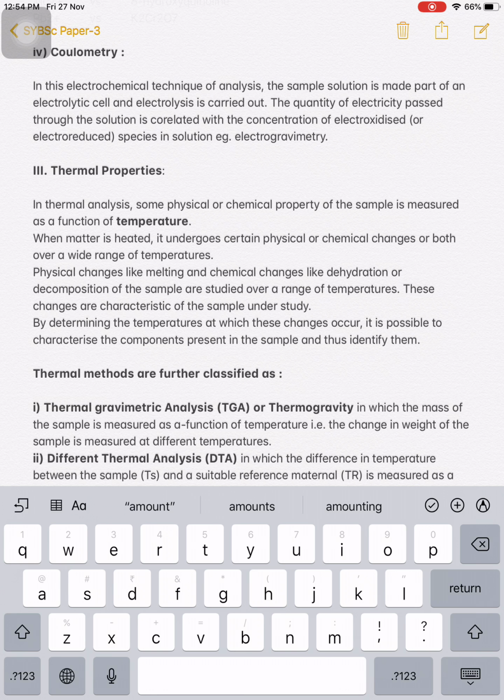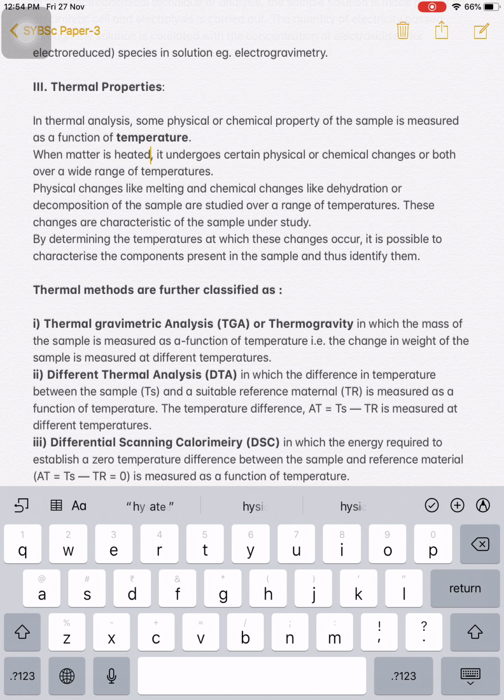In thermal analysis, now see here, some physical or chemical property of the sample is measured as a function of temperature. So in this analysis, we measure physical or chemical property of the sample as a function of temperature. When a matter is heated, it undergoes certain physical or chemical changes. So when we heat the compound, the physical or chemical properties of that component get changed, or both, over a wide range of temperatures.